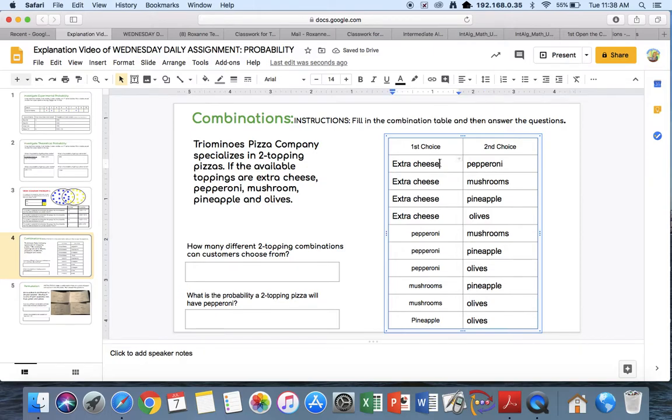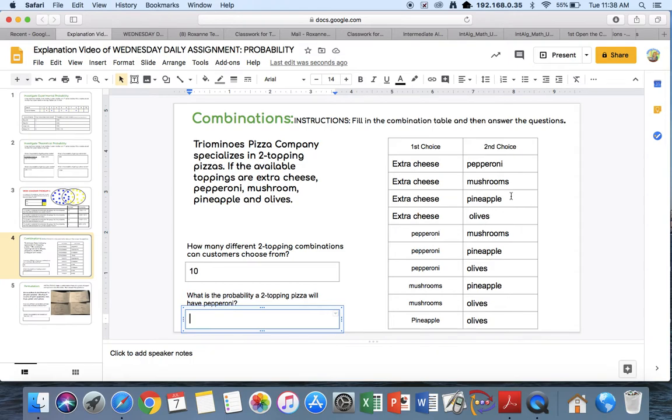We have a total of, let's see, 1, 2, 3, 4, 5, 6, 7, 8, 9, 10. So how many different choices can we have, or how many 2-topping combinations can a customer choose from? 10. There's 10 different combinations. What is the probability that a 2-topping pizza will have pepperoni?